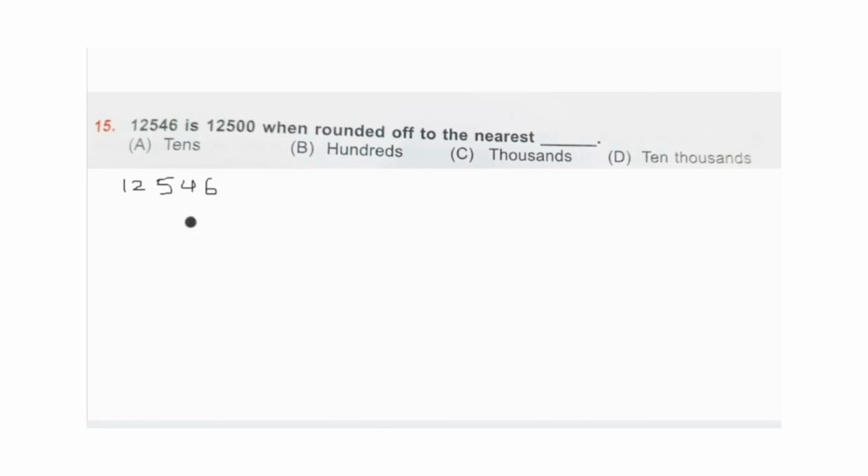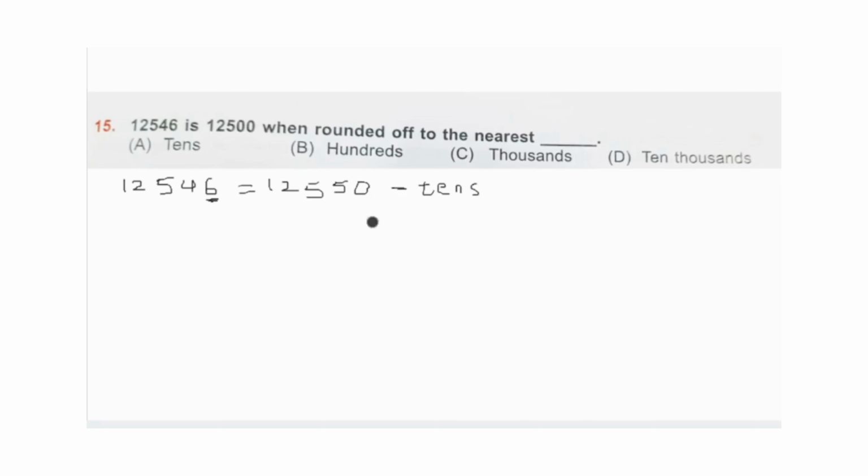So let's start with the basic unit. Let's say 6. When you round off to the nearest tens place, since it's 46, it's going to be 12,550, because 46 is closer to 50, above 5, and this is the rounding to the nearest tens.